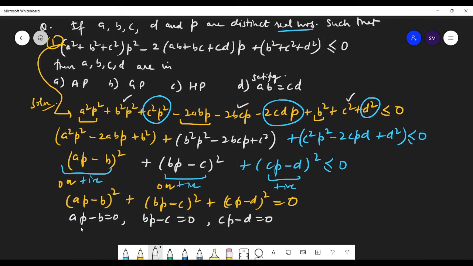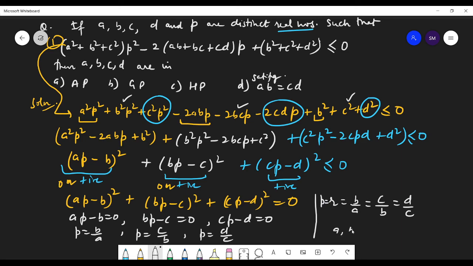So what do you get from here? P equals to B by A. Here you get P is equals to C by B. And here you get P equals to D by C. So it means their common ratio is same. P is their common ratio, B by A, C by B, D by C. So it means A, B, C, D are in GP.